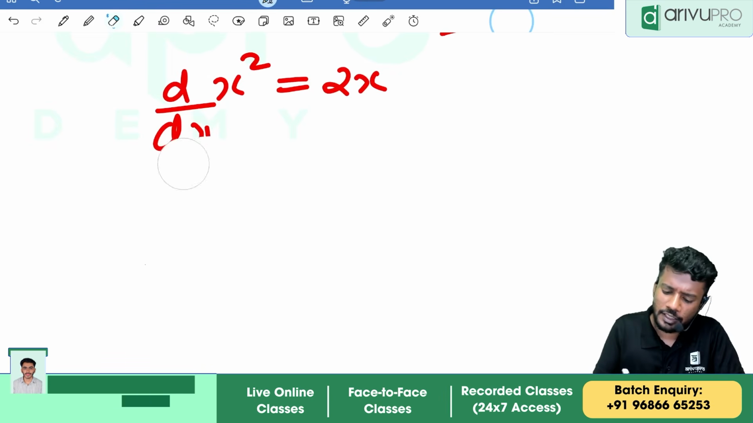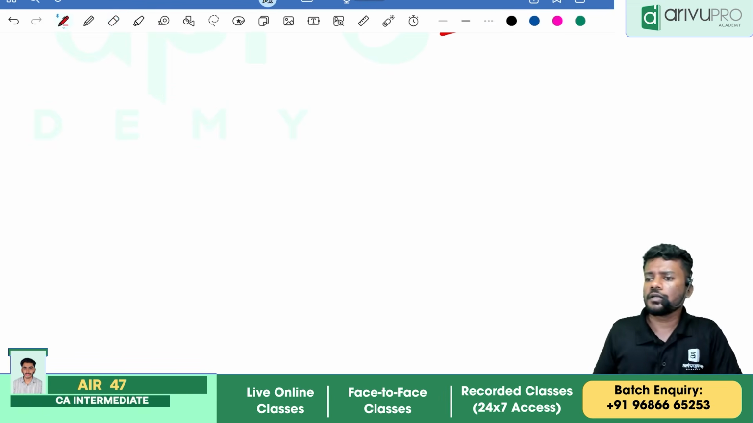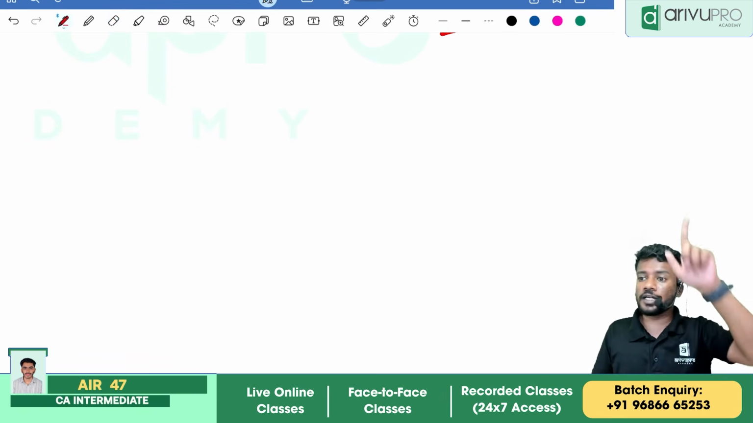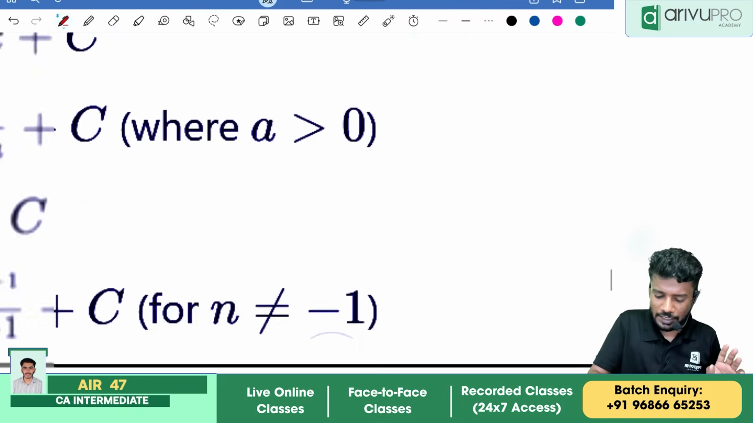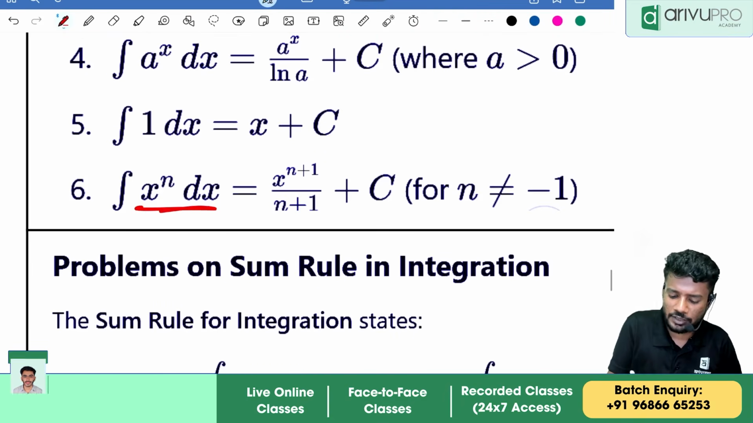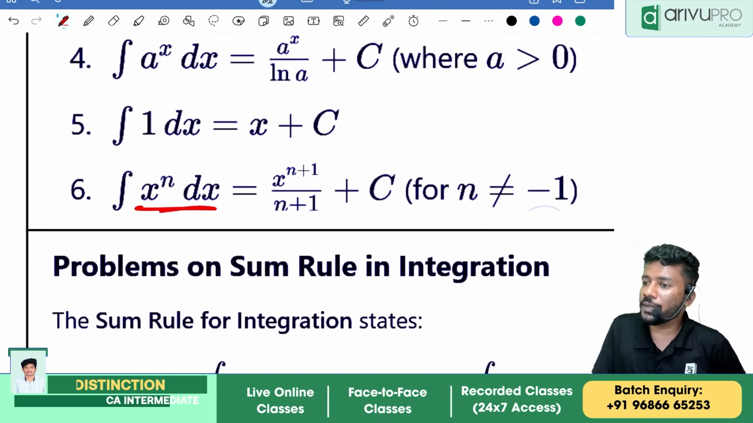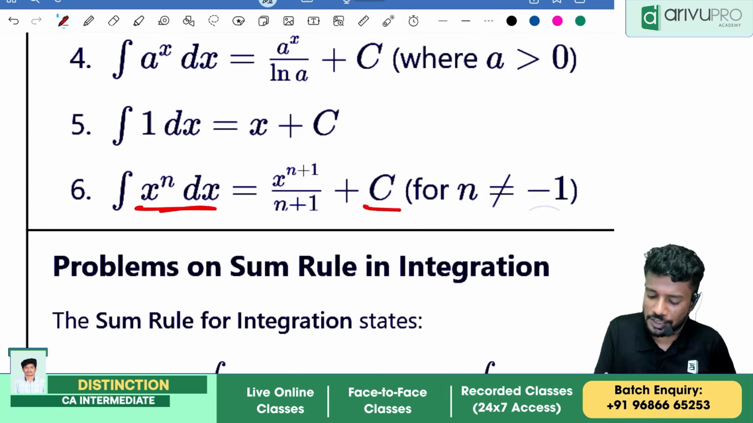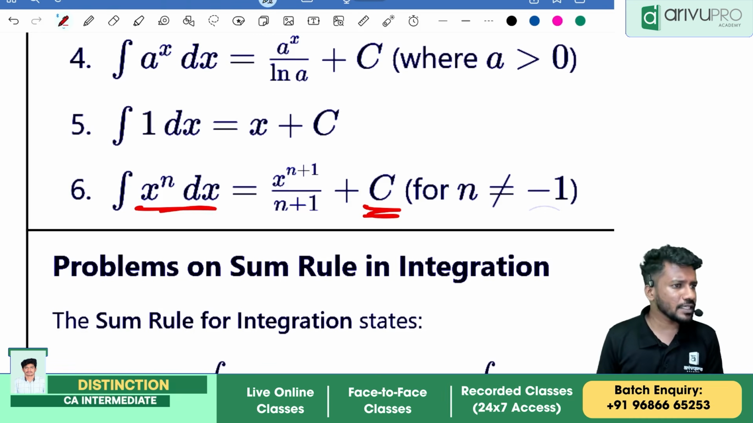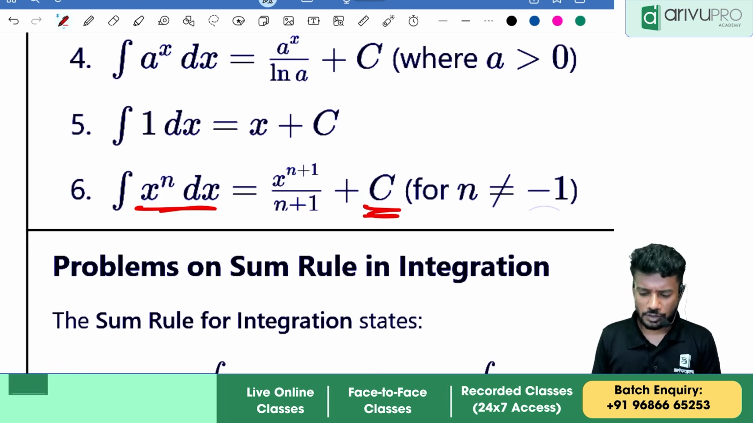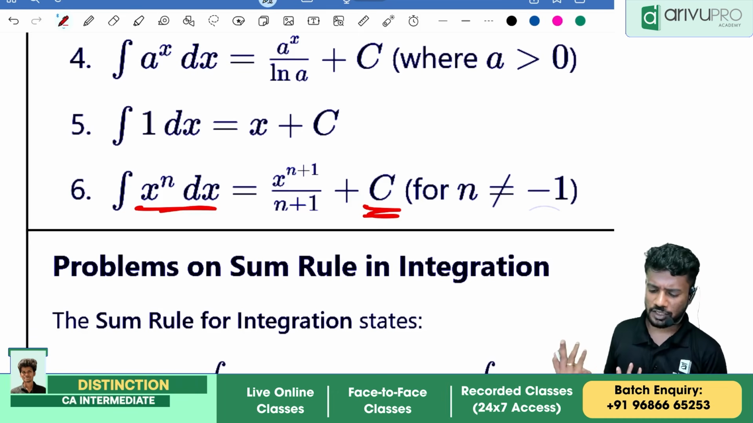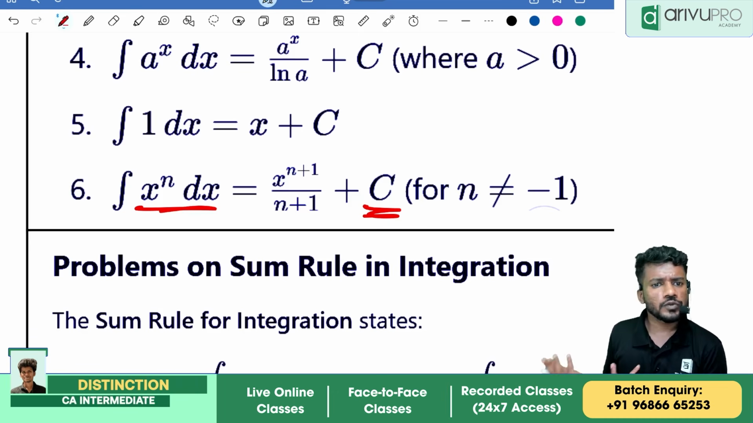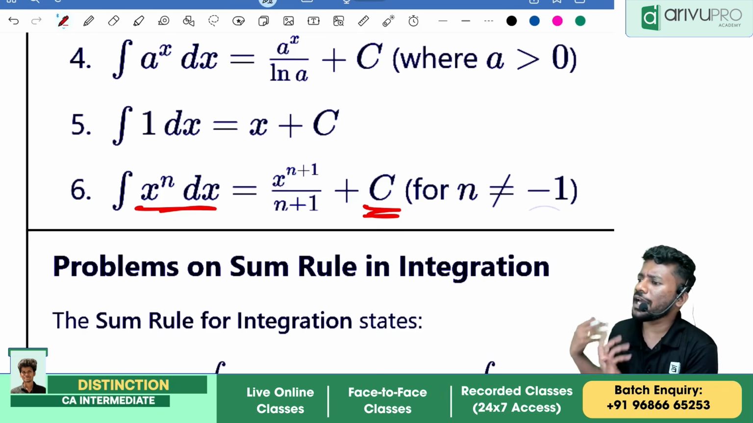Then what will be the integral of x cube? x raised to 3 plus 1 divided by 3 plus 1. Similarly, the integral of x raised to n is what? x raised to n plus 1 divided by n plus 1, plus c. What is the c, and why is there a c? Because certain times some constant value can also be there.